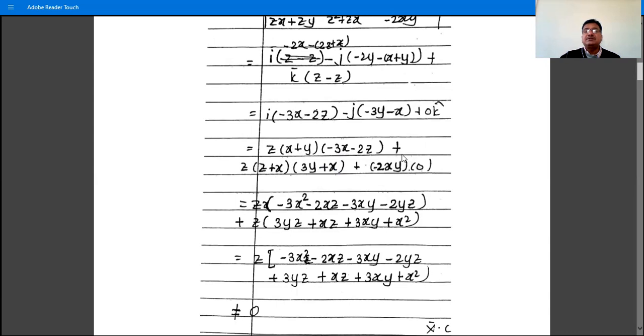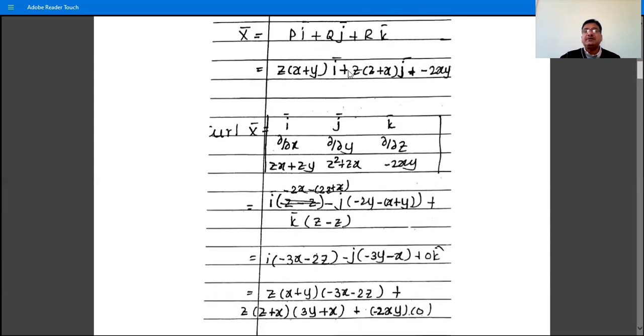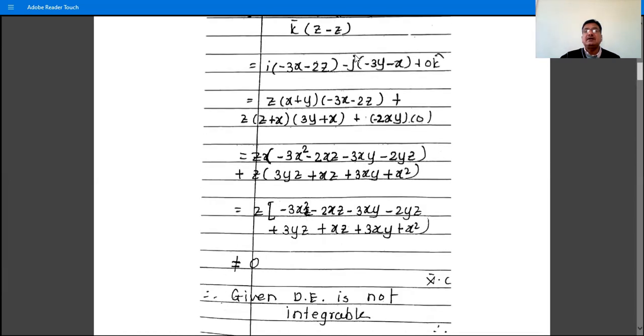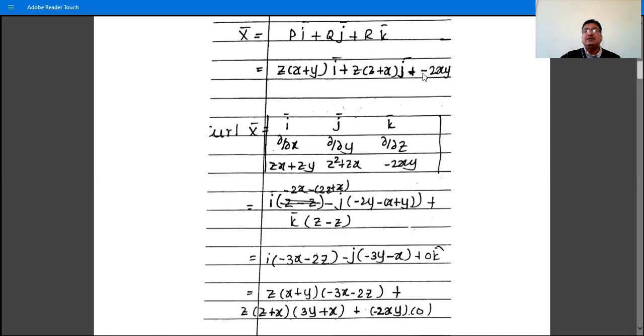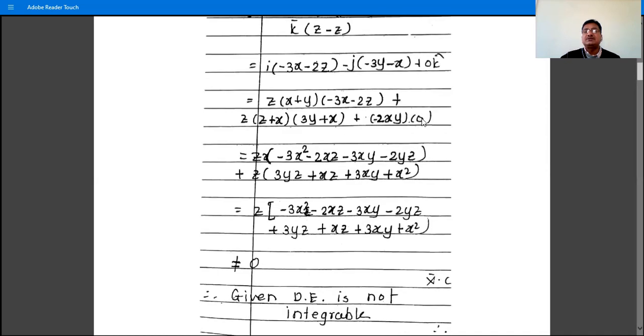So then plus the multiplication of the coefficients of j. The coefficient of j is z(z + x), and here the coefficient of j has a minus sign, so consider this minus sign; that is 3y + x, after the effect of this negative sign. And then the coefficient of k is −2xy, and here it is 0, so −2xy into 0.